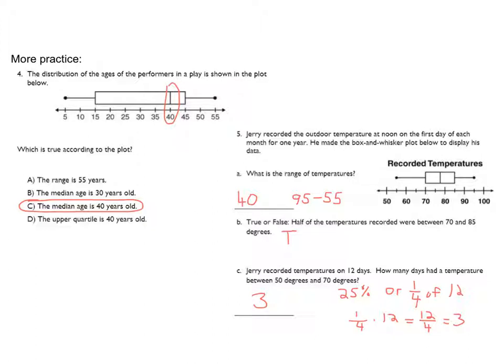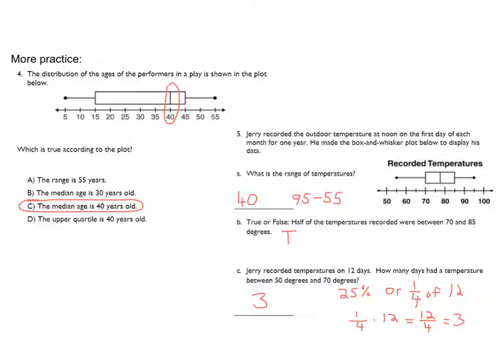So with this box plot, it says the range is 55. That's not correct because 55 minus 5 is 50. The median age is 30. That's not indicated by anything on this box plot. The median age is 40. Well, there's that middle part of the 2 boxes, so of course that is correct. And then just to check, the upper quartile is 40. Well, the end of that box is 45, so that is not true. So the answer is C.